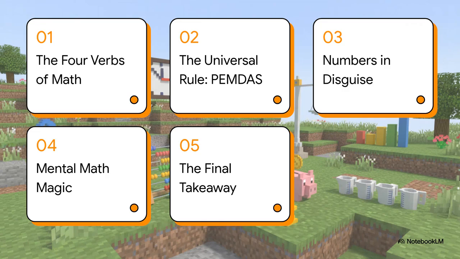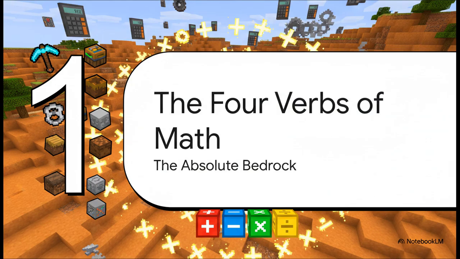So, here's our game plan for today. First, we're going to start with what I call the 4 verbs of math. Then, we'll get into that universal rule, PEMDAS. After that, we'll look at numbers in disguise. You know, fractions, decimals, all that good stuff. And we'll wrap it all up with some seriously cool mental math magic that'll have you calculating like a genius. Let's get into it.